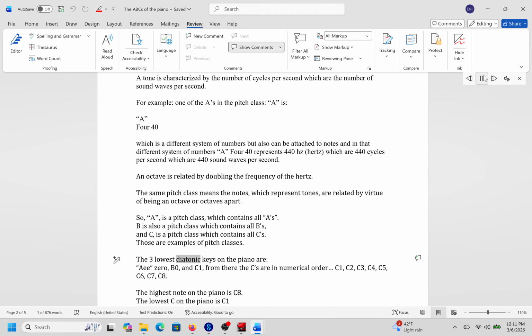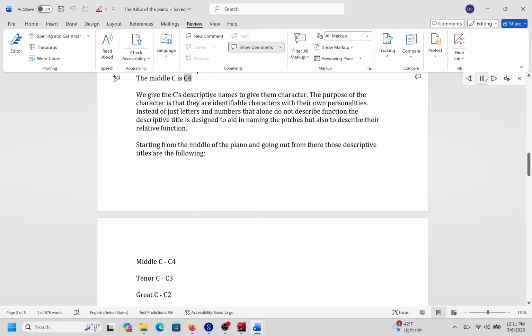The three lowest diatonic keys on the piano are A0, B0, and C1. From there the C's are in numerical order: C1, C2, C3, C4, C5, C6, C7, C8. The highest note on the piano is C8. The lowest C on the piano is C1. The middle C is C4.